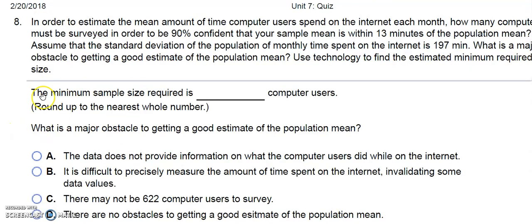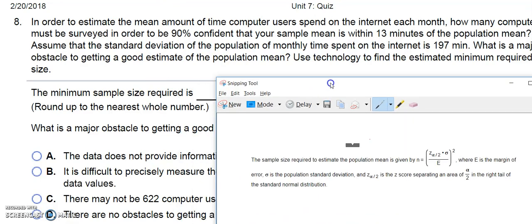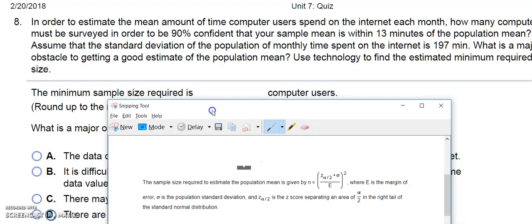So this problem is asking us to find the minimum sample size required. I'll let you read the question, but here is the formula we need to use to find the minimum sample size required. That's n here. This is the formula, which is the z-score times the standard deviation divided by the margin of error, this whole quantity squared. So this question gives us everything we need to know to figure that out.